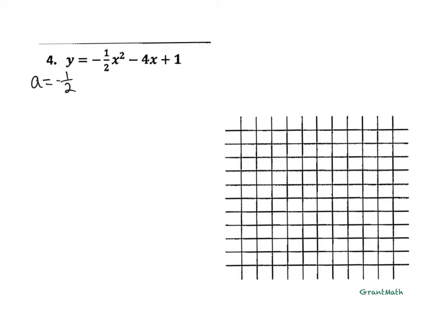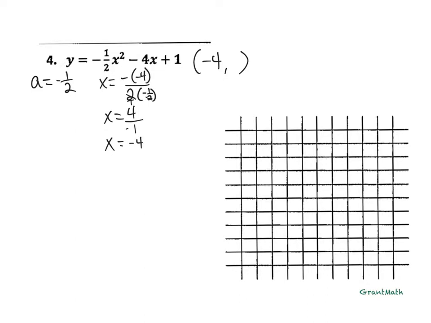Don't just copy what I'm writing. Do it one step ahead of me. X equals -b over 2 times -1/2. It's fine. 2 can be cut in half. +4 over -1. Half of 2. Okay, my x of my vertex is -4.